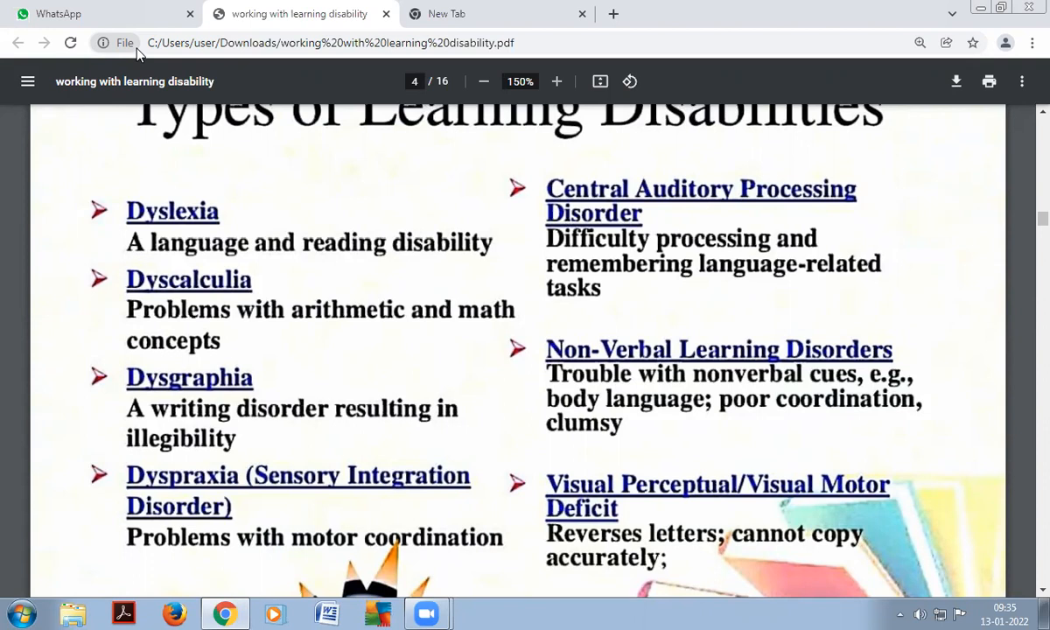Difficulty processing and remembering language-related tasks. A learning disability in language is called aphasia or dysphasia. You can write it as aphasia or dysphasia. This is called learning disabilities in language. Students are not interested in language-related work. Language and communication are very essential in the communication process. If your language is not in a proper way, you are not able to communicate with someone, how can you express your opinion? And if teaching is going on in the classroom, language has a very crucial role.